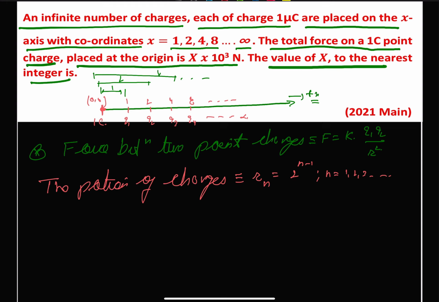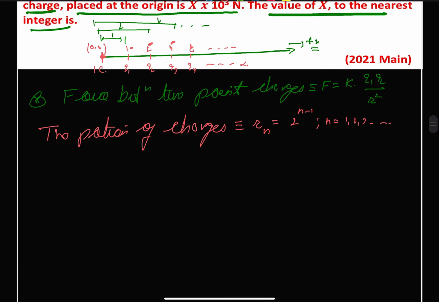Because the value of n is 1, this comes as 2 raised to the power 0, so we get the first value as 1. For the second, n is 2, 2 minus 1, so we get 2. Third is 3, so 3 minus 1 is 2, and this comes as 4, and so on. Therefore, we can generalize the given force formula.